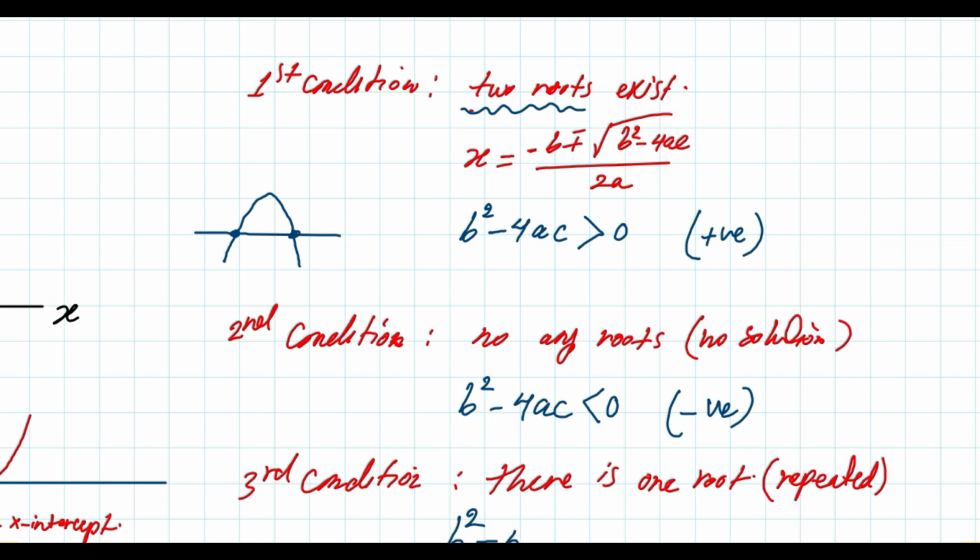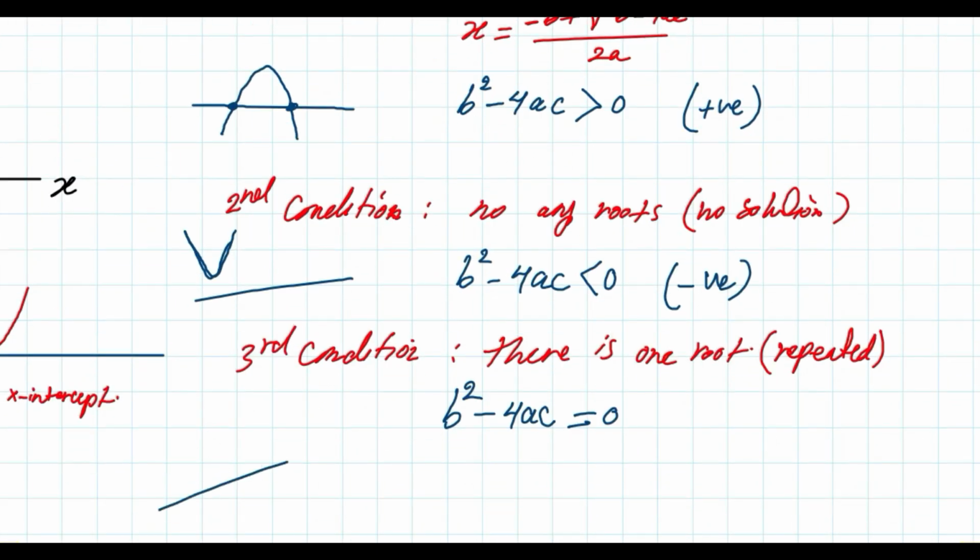You can say b squared minus 4ac equals 0. If there is a line that's not meeting the curve at all, that means there is no solution, then we need to apply the no-roots condition. And in case a line meets a curve at just one single point, let's say here, then you need to apply this condition in order to solve the question and to find the intercept point between the line and the curve.